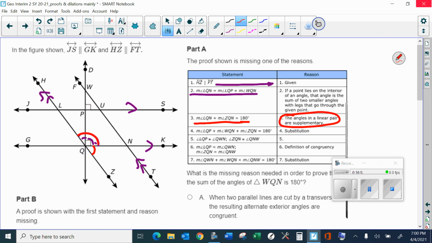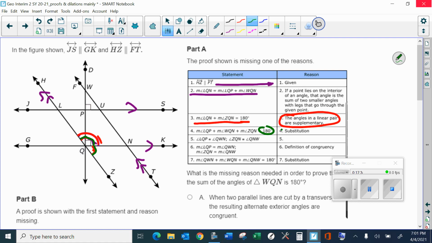Now it says the measure of angle LQP, the smaller one, plus WQN, this other one, plus ZQN, this red one. So now instead of using the big one and the red one, they just say that angle, plus that angle, plus that angle, all three of those also add to 180 by substitution. Remember they said that this big angle equals the two small ones, so now they've substituted that in. So that's substitution.